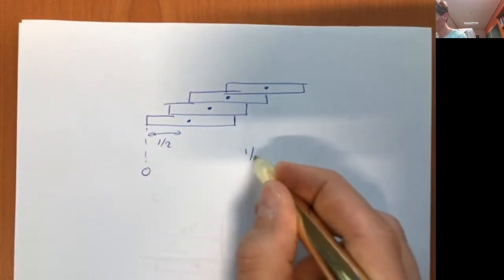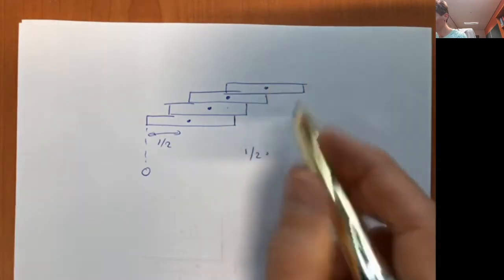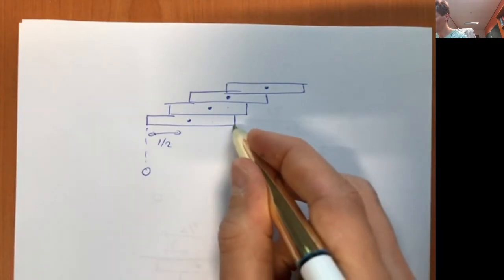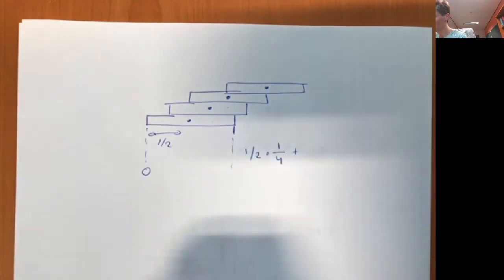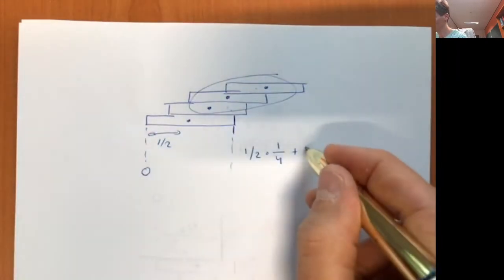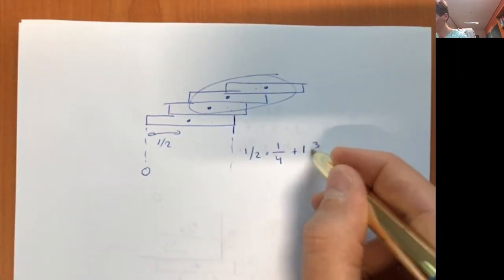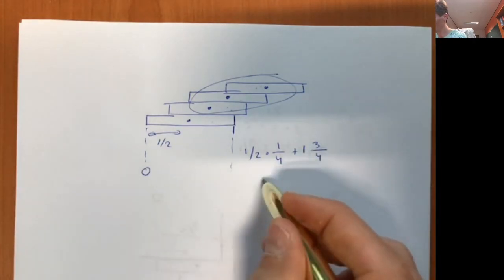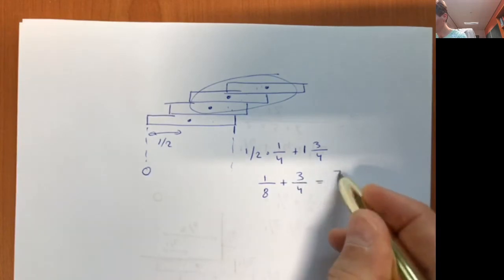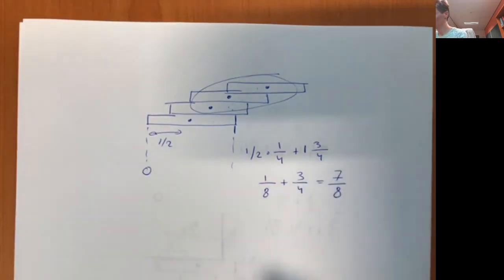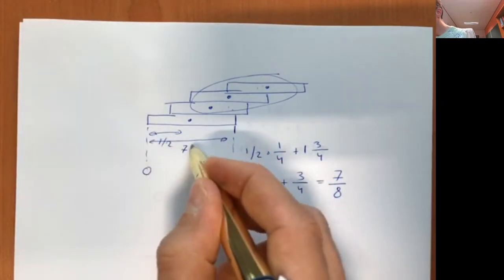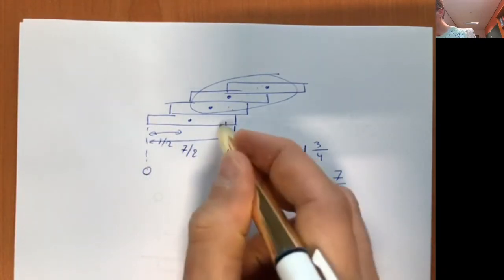At distance 1/2, I have 1, 2, 3, 4, 1/4 of the total mass. And then at distance 1, I have 1, 2, 3, the center of gravity of these 3 shelves. So at distance 1 I have 3 over 4. So if I compute this, I have 1 over 8 plus 3 over 4 is 7 over 8. Okay, so I compute here 7 over 8, and I put my edge of my table just here.